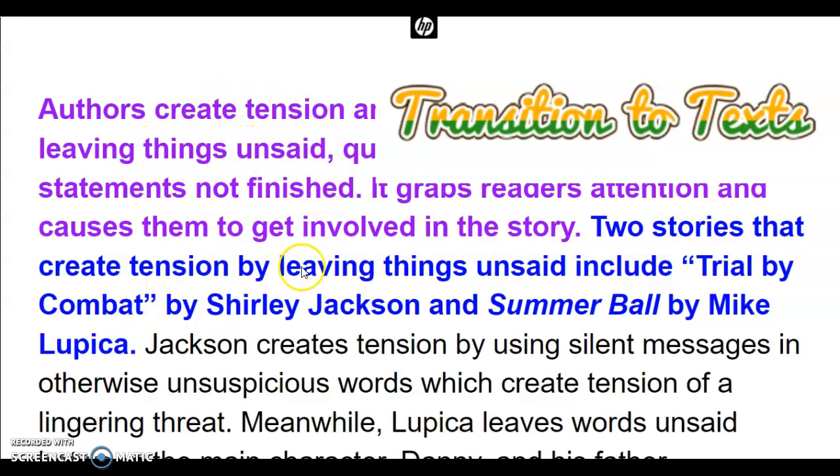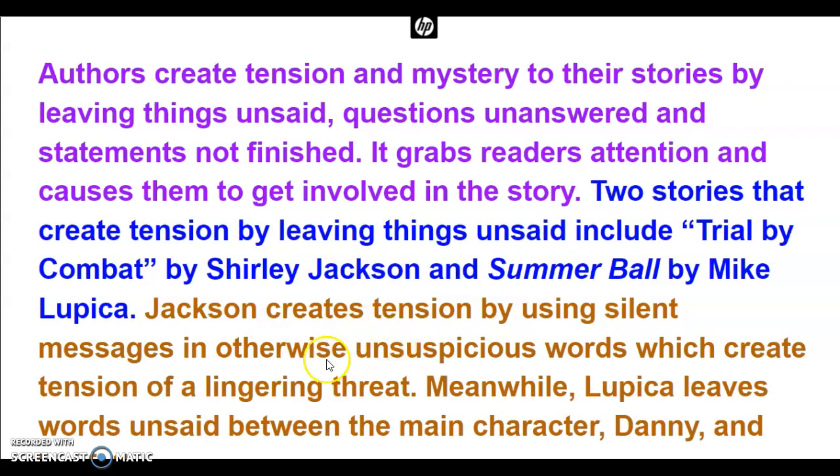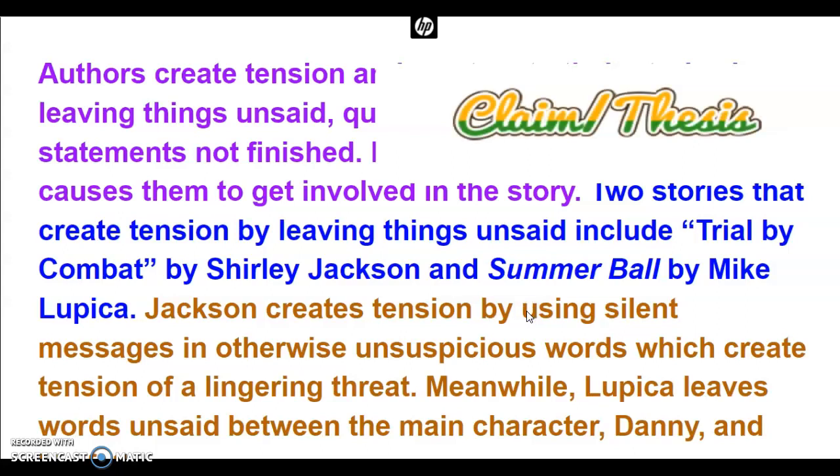Two stories that create tension by leaving things unsaid include blank. Two stories that use dialogue to create characters include. Two texts that use symbolism include. Whatever it might be, two stories that blank, so connect, transition to the story, to the text. Jackson creates tension by using silent messages and otherwise unsuspicious words which create tension of a lingering threat. By doing this. Meanwhile, Lupica leaves words unsaid between the main character Danny and his father. By. How did they do it? We have our claim and thesis statement.